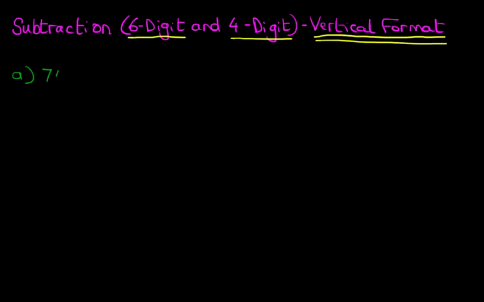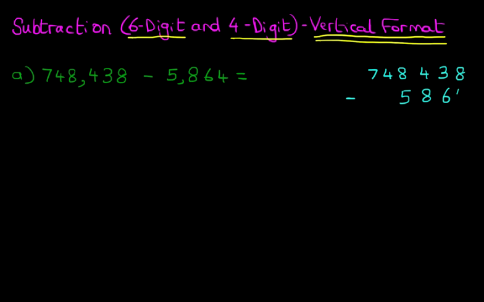What is 748,438 minus 5,864? Now, because we're going to do this in the vertical format, the first step is to rewrite the question in nice, neat columns. So let's do that over here. 748,438 minus 5,864.